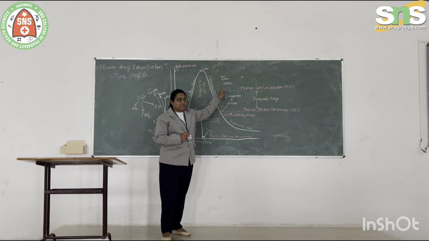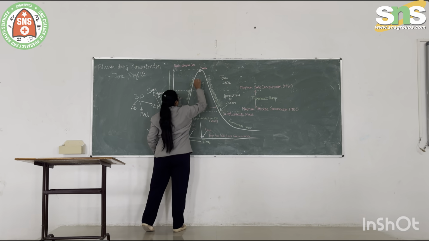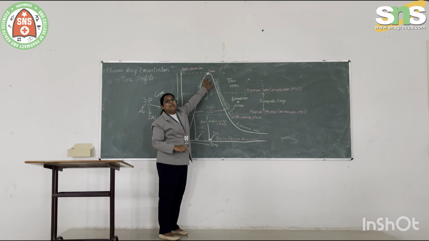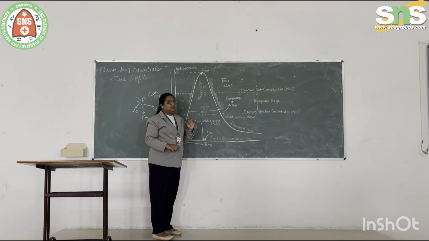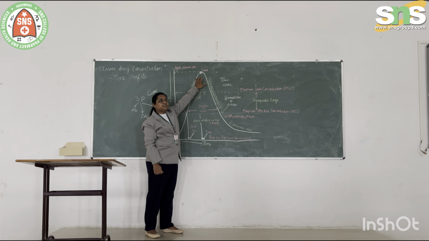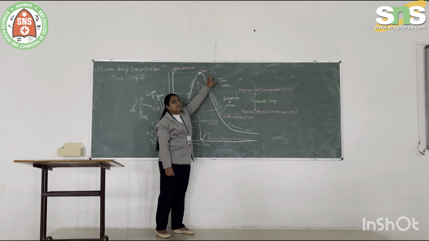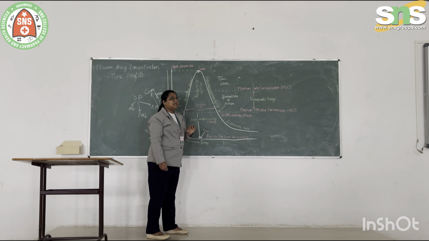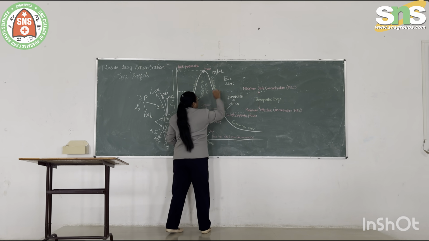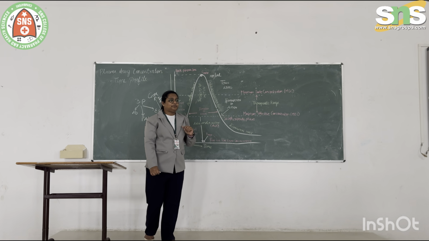Plasma concentration. From the graph, we get the value from the peak. That's why this is also called peak plasma concentration. It is indicated as Cmax, and it is expressed as mcg per ml.